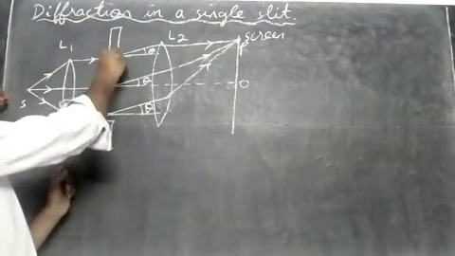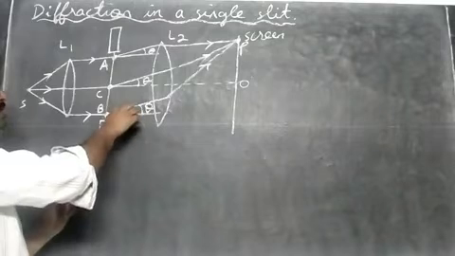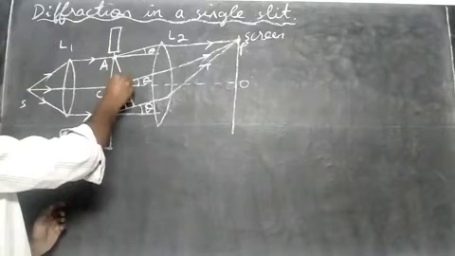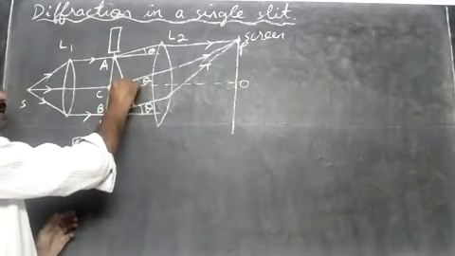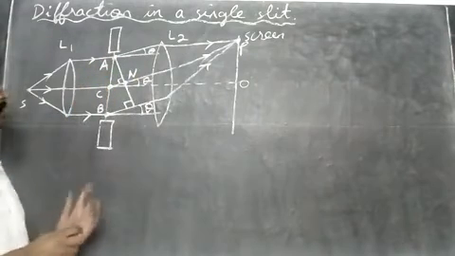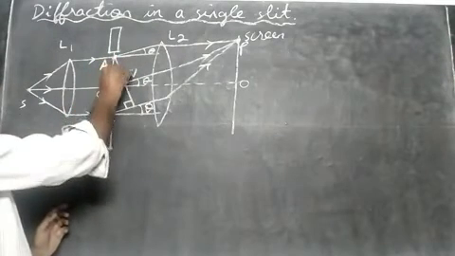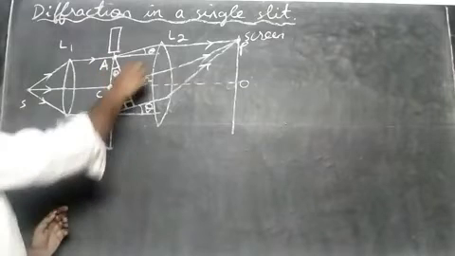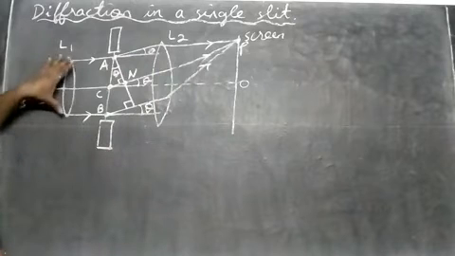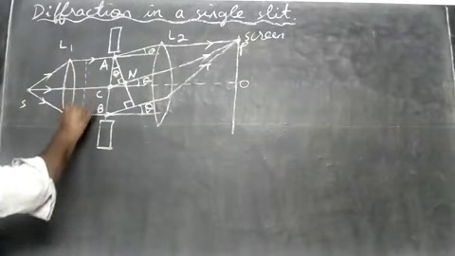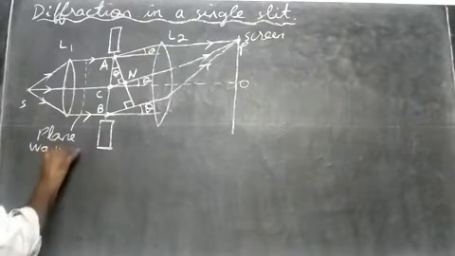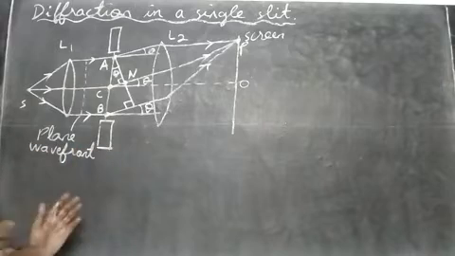Now from A, you draw a perpendicular to this line. So this is a right angle here, and this also is a right angle. Let's name this point as N. So we get a triangle ACN. This angle here is also theta. This angle also will be theta. So we see that the light rays are now parallel. Parallel means we get a plane wavefront here. So a plane wavefront is formed here.